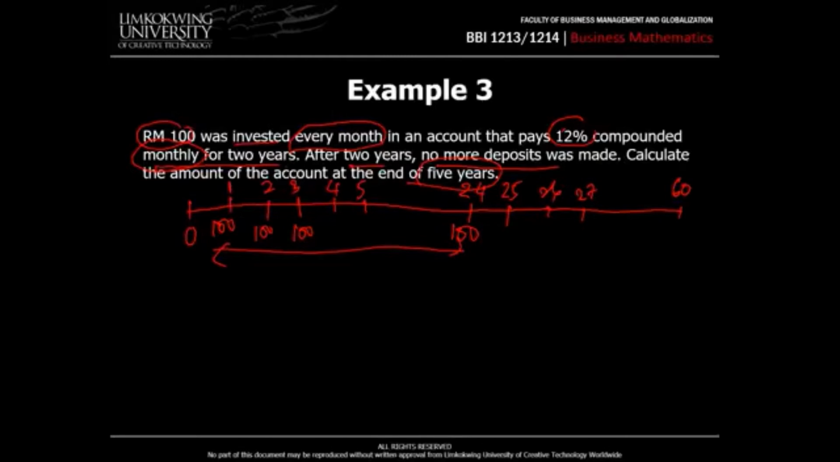Okay, so now we need to calculate the amount of the account at the end of the 5 years. So that means the future value. The future value formula is S equal to R, again I write the formula, [(1 + i)^n − 1] divided by i.